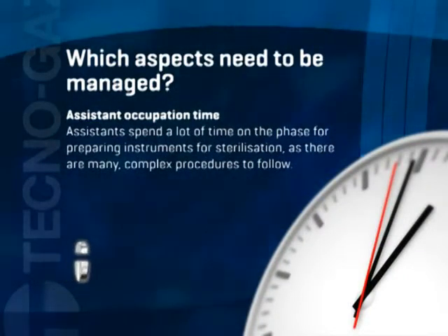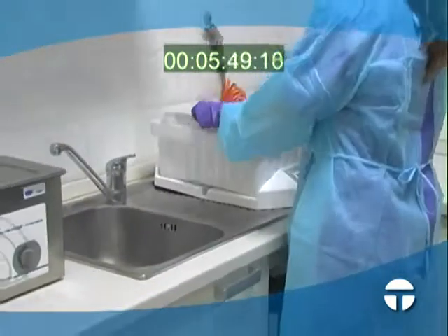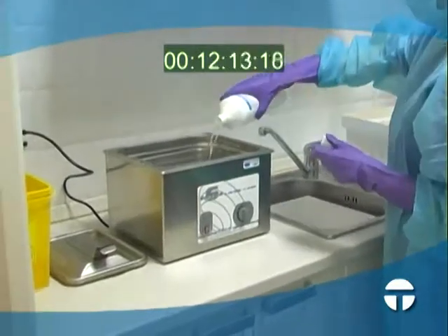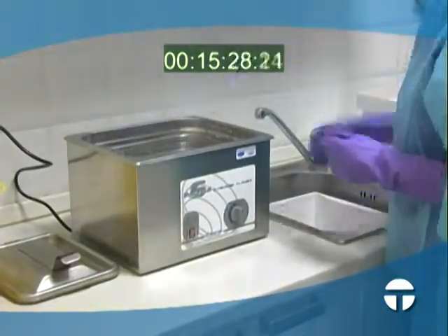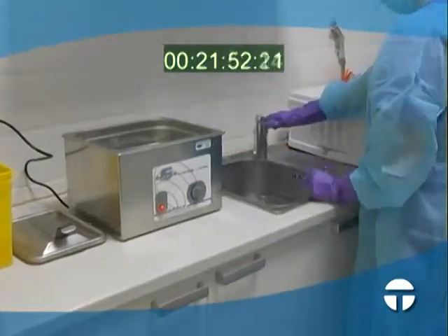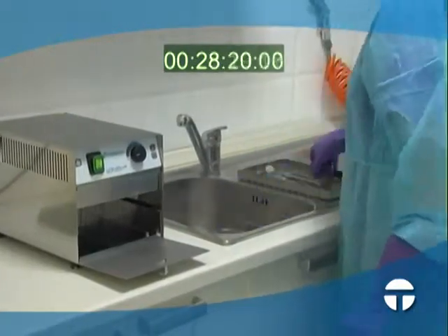Assistant occupation time. Assistants spend a lot of time on the phase for preparing instruments for sterilization, as there are many complex procedures to follow. All the phases for disinfecting, cleaning, rinsing and drying take place automatically, without any human intervention. The overall time required is similar to the 30 to 40 minutes of the manual procedure, but the presence of an operator is not required. Therefore, their time can be better employed elsewhere.